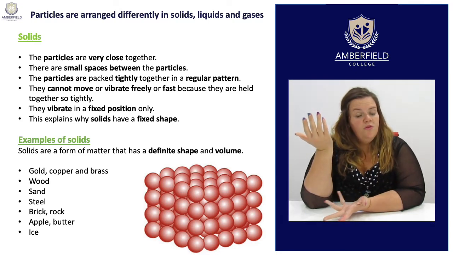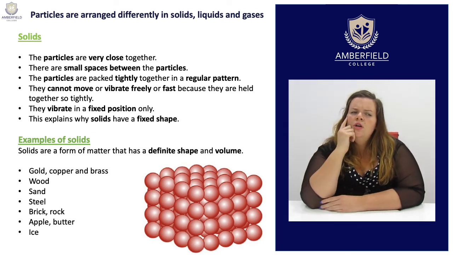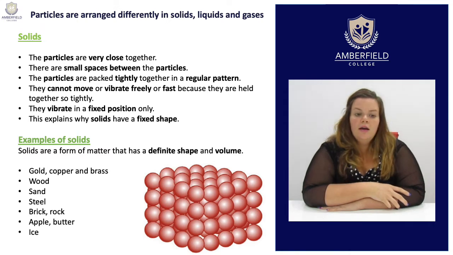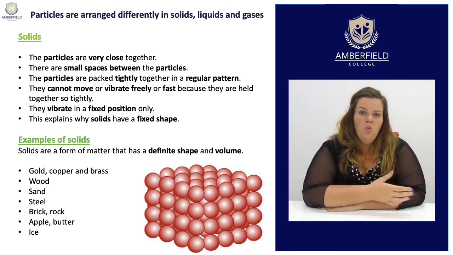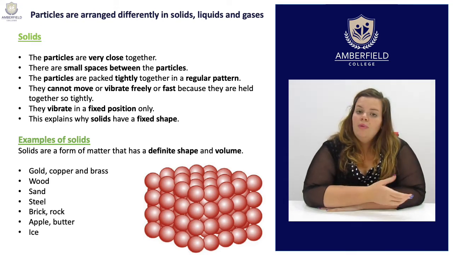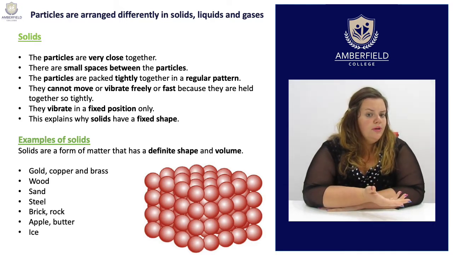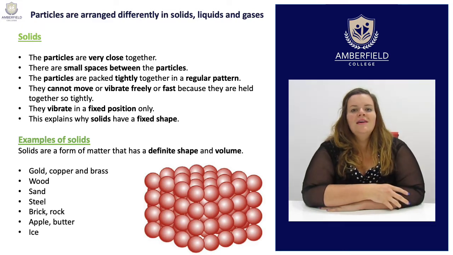Solids are a form of matter and have a definite shape and volume. So if we look in our day-to-day lives, we'll see things like copper, gold, brass, wood. These are different types of solids. But remember, we can look at things like an apple, butter, an ice block, a brick, or steel. Those form parts of solids as well.